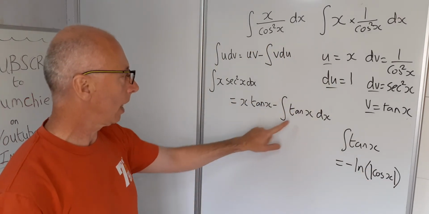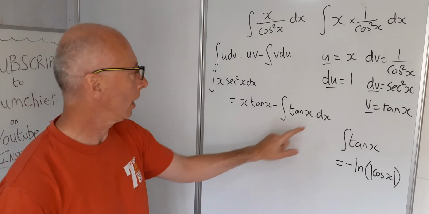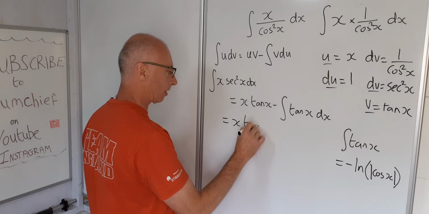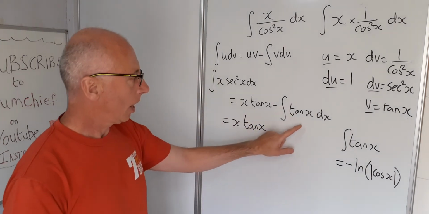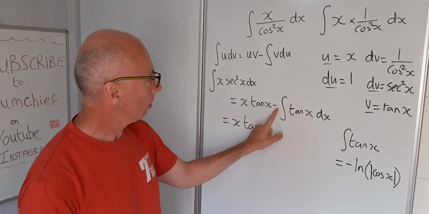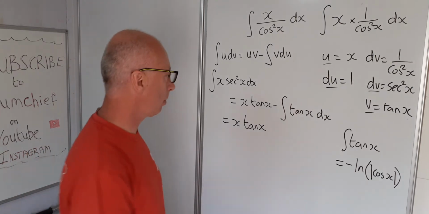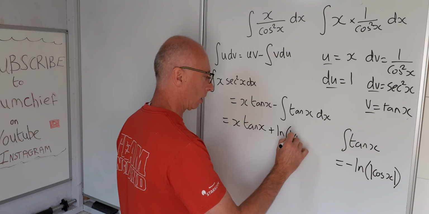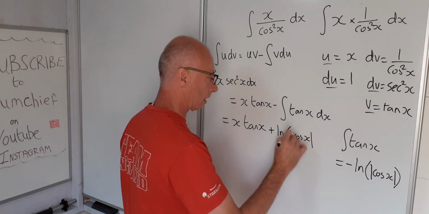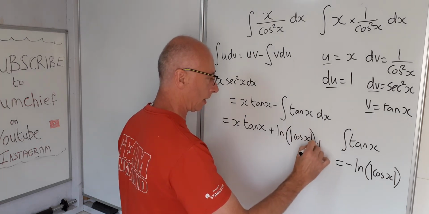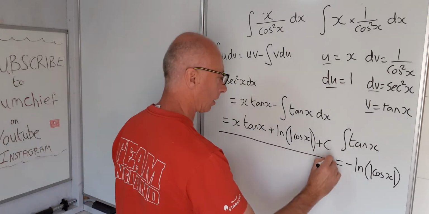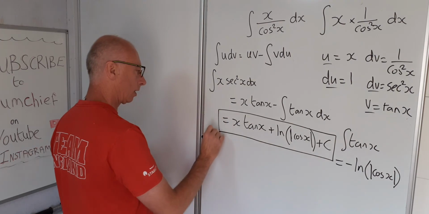Okay, so now that we know that, we can just plug that in here, see where we get to. So x tangent x, part of the answer. And then if we subtract this, we've got negative, negative, so we end up with a positive. So plus natural log of the absolute value of cosine of x, and then plus c. That is our answer.